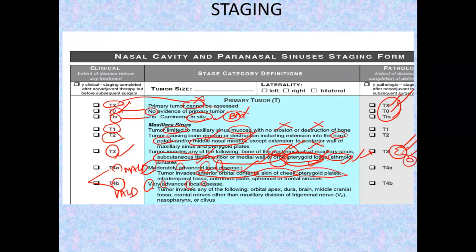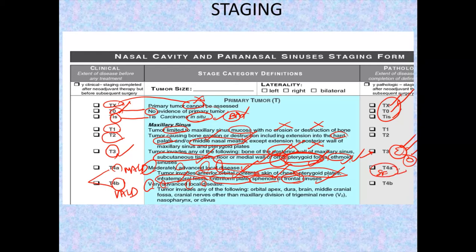pterygoid plates. The tumor involves the anterior orbital contents, skin of the cheek, pterygoid plates, infratemporal fossa, cribriform plate, and the sphenoid and frontal sinuses. So sphenoid and frontal sinuses are involved.